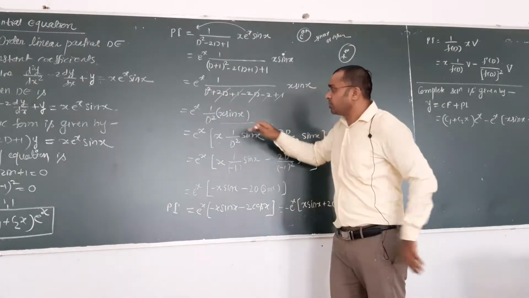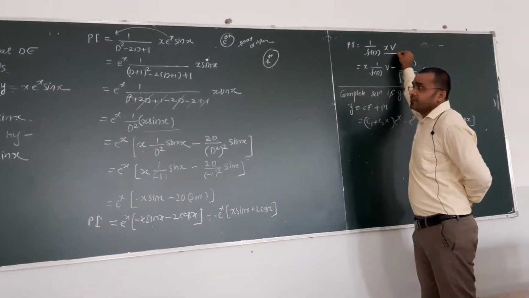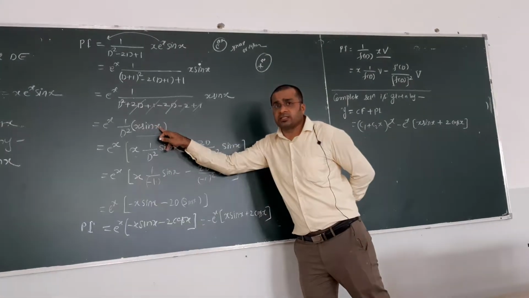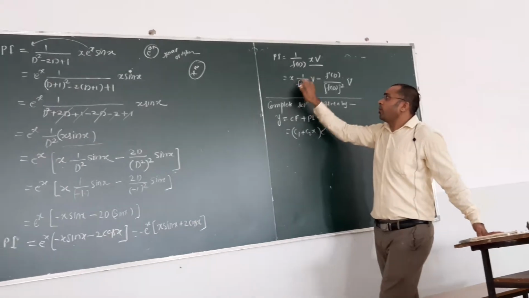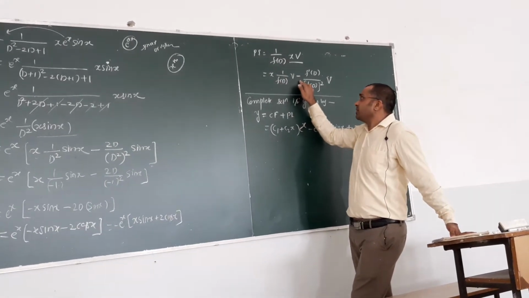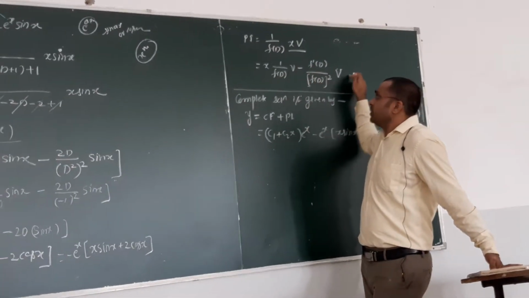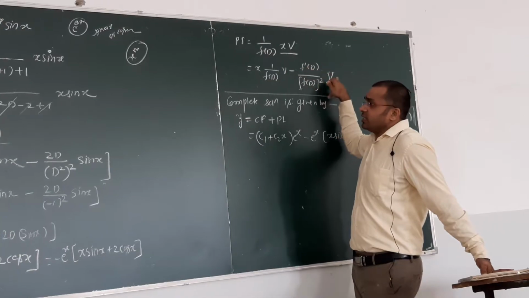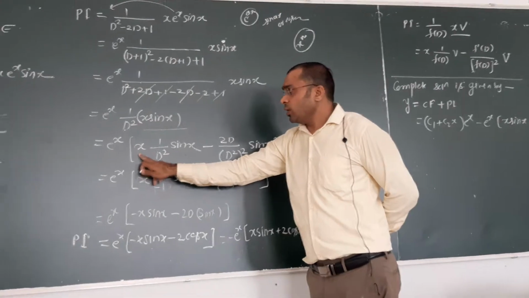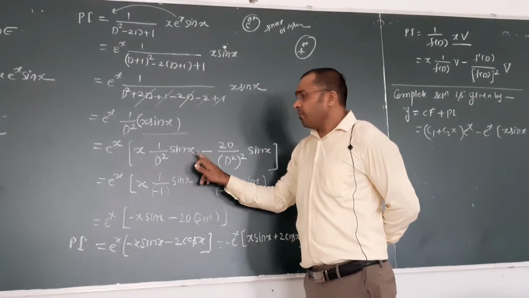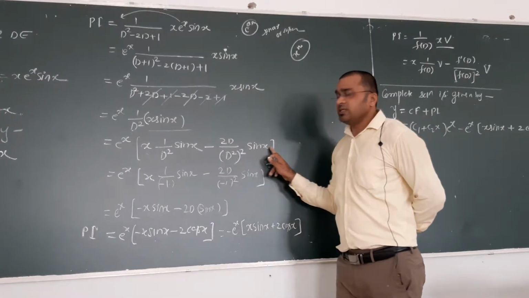So how can we simplify this further? We have one case: 1 upon function of D into x times v. Here we have x into sin x. So we have the formula for that. It is x times 1 upon F(D) into v, minus the derivative of F(D), take it here, then square of this, into v. So v is sin x. Just put v as sin x. So we put down here x, then 1 by D² of v, minus, take the derivative, then square, then into again v, that is sin x.